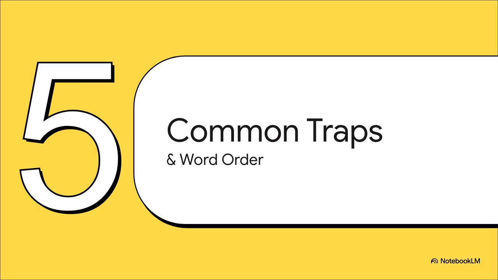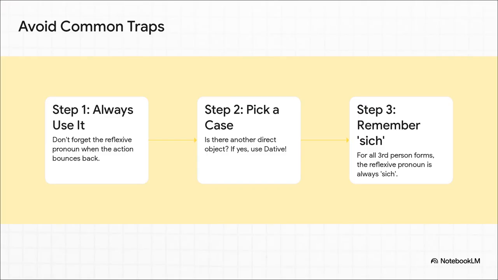Okay, now that we have the theory down, let's talk about actually using this stuff in the wild and, more importantly, how to avoid a few common stumbles. Knowing the rules is one thing, but knowing where people usually go wrong, that's even better. Honestly, the best way to get this right every single time is to follow 3 simple steps. First, just always remember to include the pronoun. If you say ich wasche, that means you're washing the dog, not yourself. Second, take a half second and ask, is there another direct object in this sentence? That'll tell you if you need accusative or dative. And third, if you're talking about a he, she, or they, just use sich.